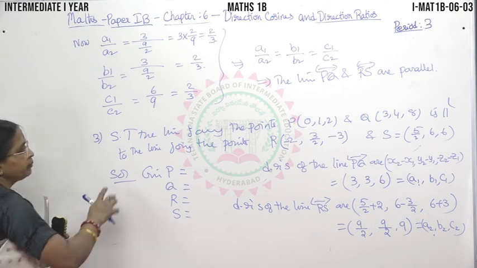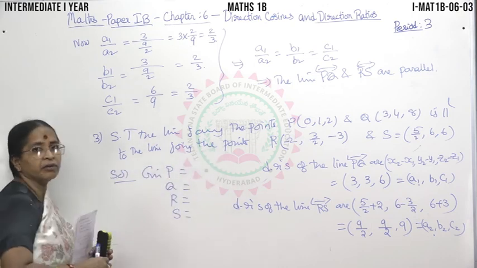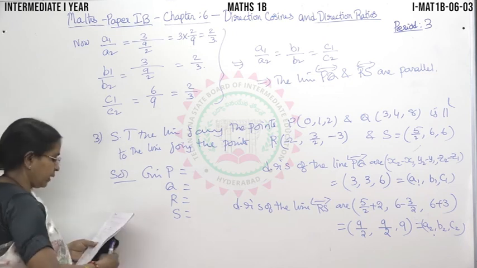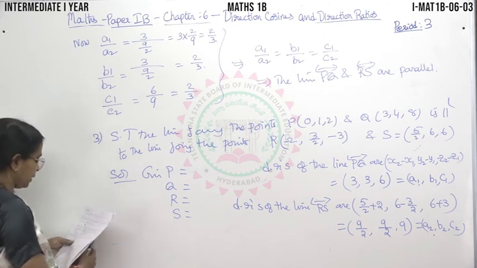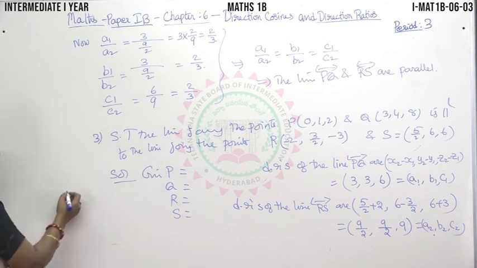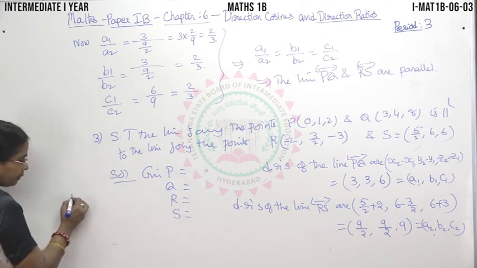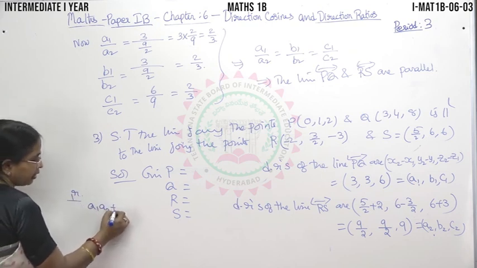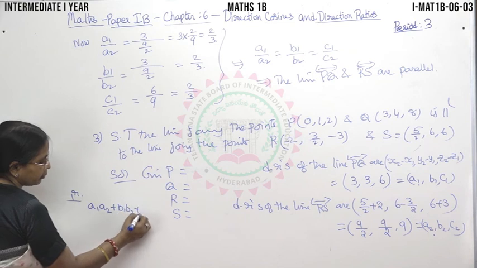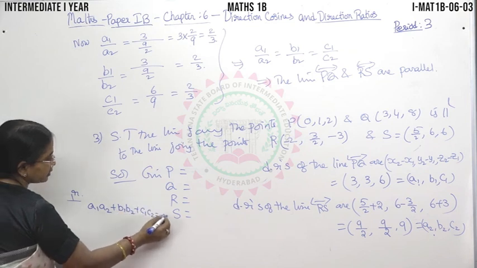Okay, the next one is again similar to this. You can try. The same four points are given. Show that the lines joining AB and CD are perpendicular. It is the fourth example. If the lines are to be perpendicular, then you must prove the condition A1 A2 plus B1 B2 plus C1 C2 is equal to 0.